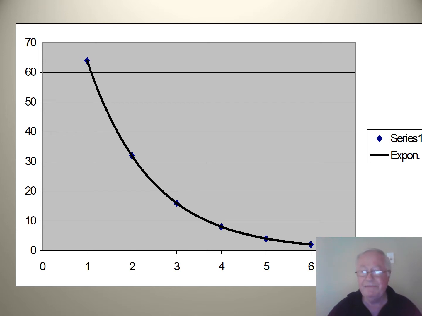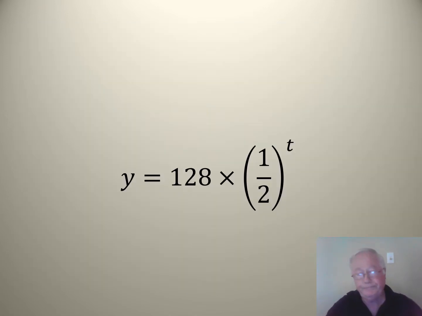You can express that as a mathematical formula very simply as y equals 128 times a half to the power t. The little t represents how many hours went by, that is how many times to multiply by a half. So after 1 hour, it would be 128 times a half once. That's 64. After 2 hours, it would be 128 multiplied by a half times another half, which would be 32. After 3 hours, it'll be 128 times a half times a half times a half, which is 16. And so it goes.